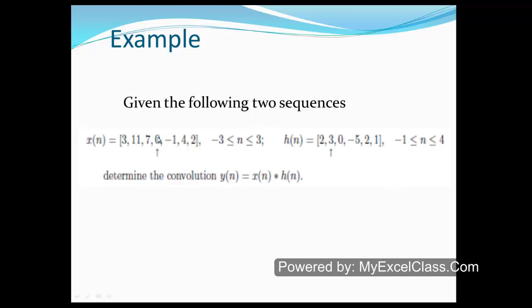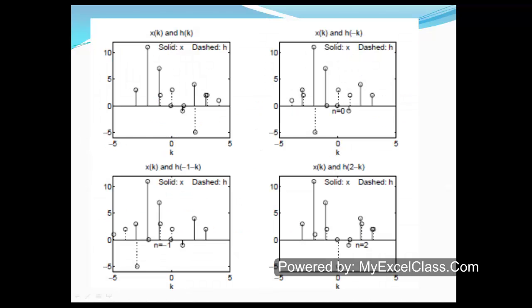Over here the sample x of n is defined as 3, 11, 7, 0, where 0 is the 0 sample at time 0, and minus 1, 4, and 2, and the samples are spread across the range of minus 3 to 3. Here is my filter response or impulse response, and its values of n range from minus 1 to 4. So this is the plot which shows the plots of impulse responses.